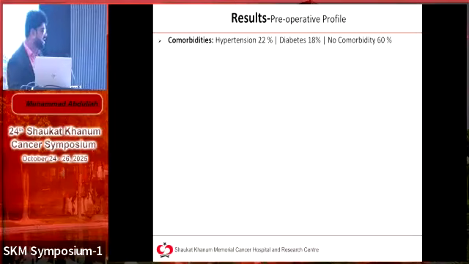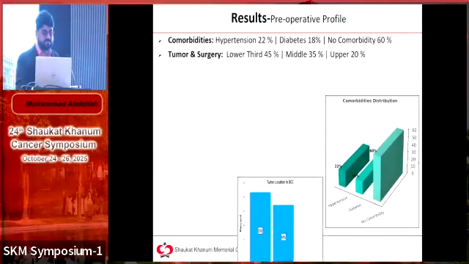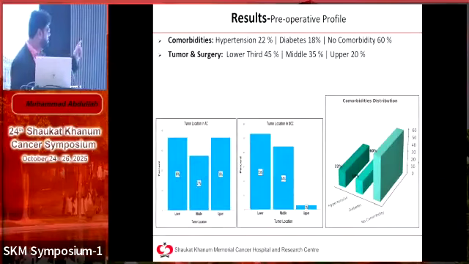In the preoperative profile, we found that hypertension is 22% and diabetes is 80%. Patients with esophageal carcinoma already had some comorbidity, and we profiled them. Then we looked at the tumor and surgery type. 45% of patients had tumor in the lower third region, 35% in the middle, and 20% in the upper region. Comparing tumor location, squamous cell carcinoma is in the lower region, and adenocarcinoma is in the upper region.